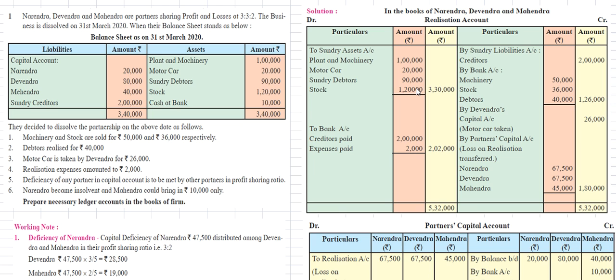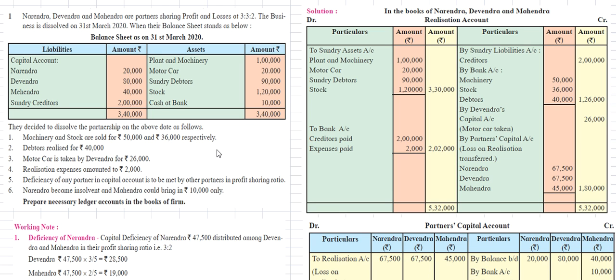That's why the assets come on the debit side. And on the credit side, what entries come? Liabilities, by sundry creditors account, the creditors amount is 2 lakh rupees. And by bank account. Here in the adjustments, machinery is sold for 50,000 rupees and stock for 36,000 rupees.